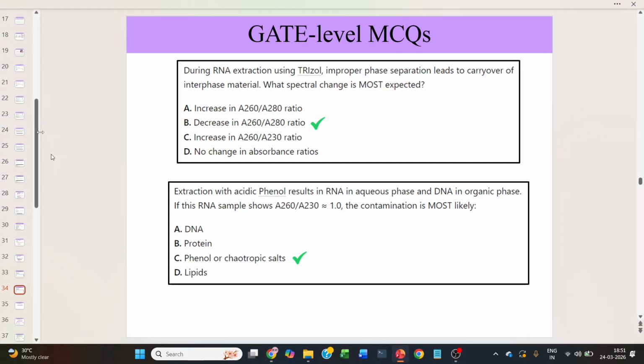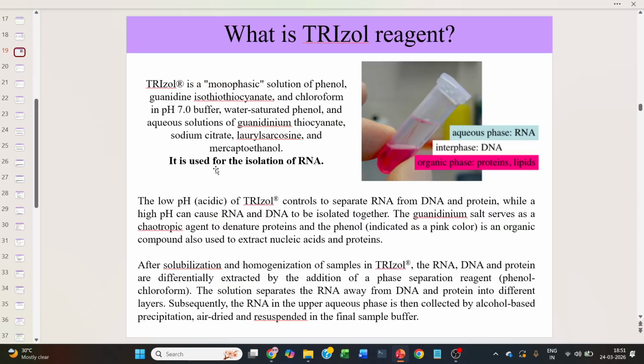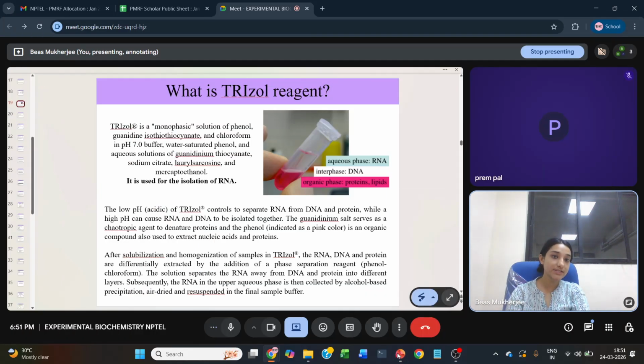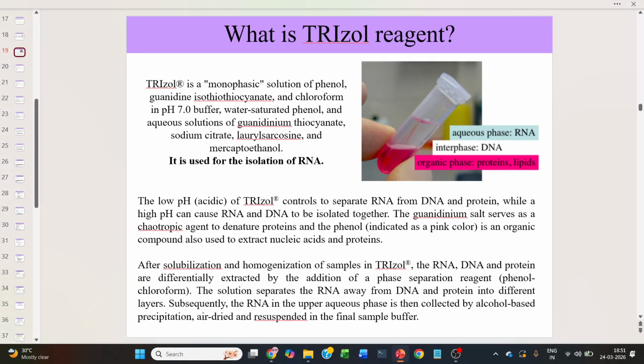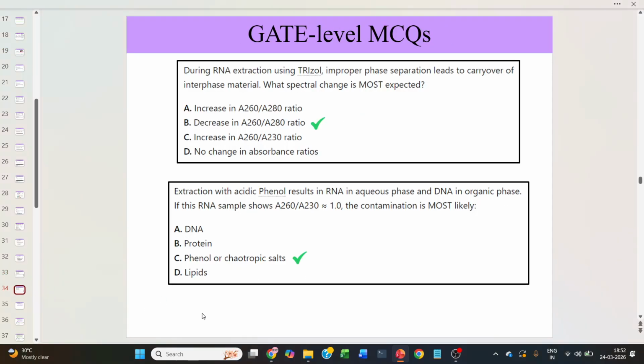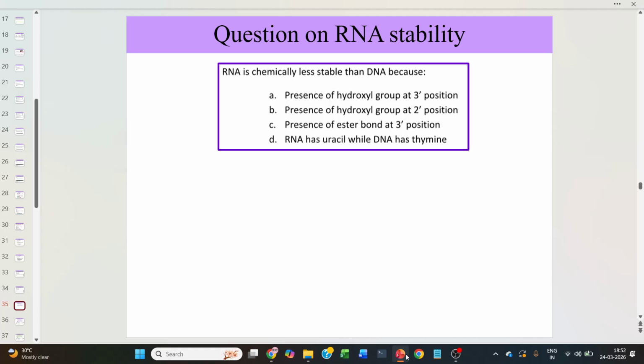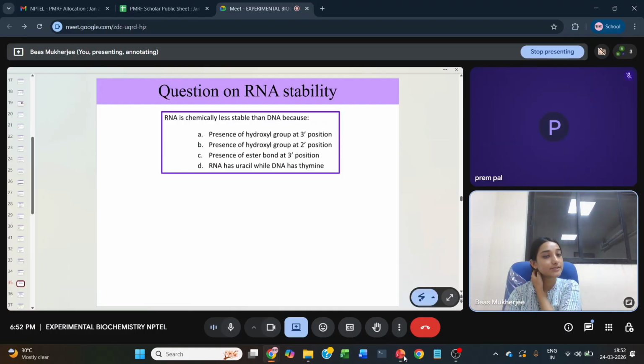Okay, so let's go back to this TRIzol once again. So yes, this is what was there: aqueous phase, interphase, and proteins and lipids. Now we have some more questions.